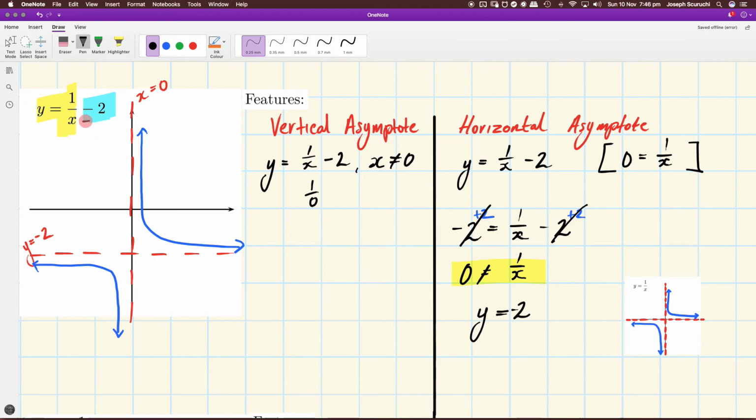So this value here is going to shift down, -2. If this were positive, it would go up. So this constant at the end is transforming my graph either up or down.